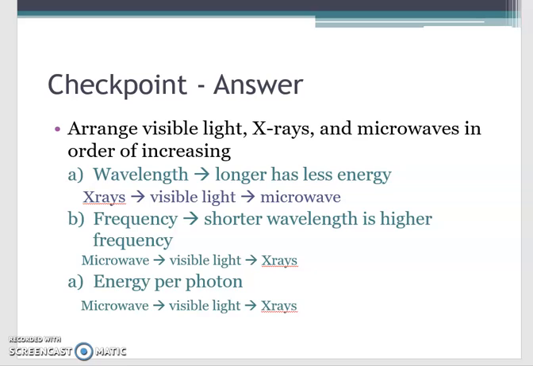So you'll have microwave is the smallest, then higher frequency and energy would be visible light, and then the highest energy and frequency would be X-rays.